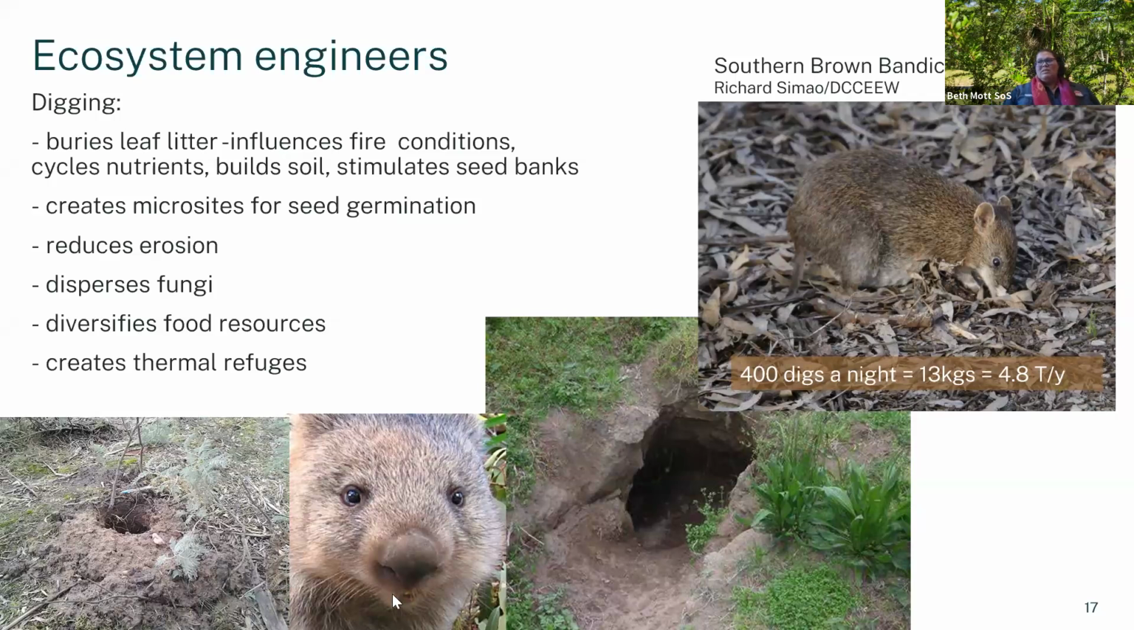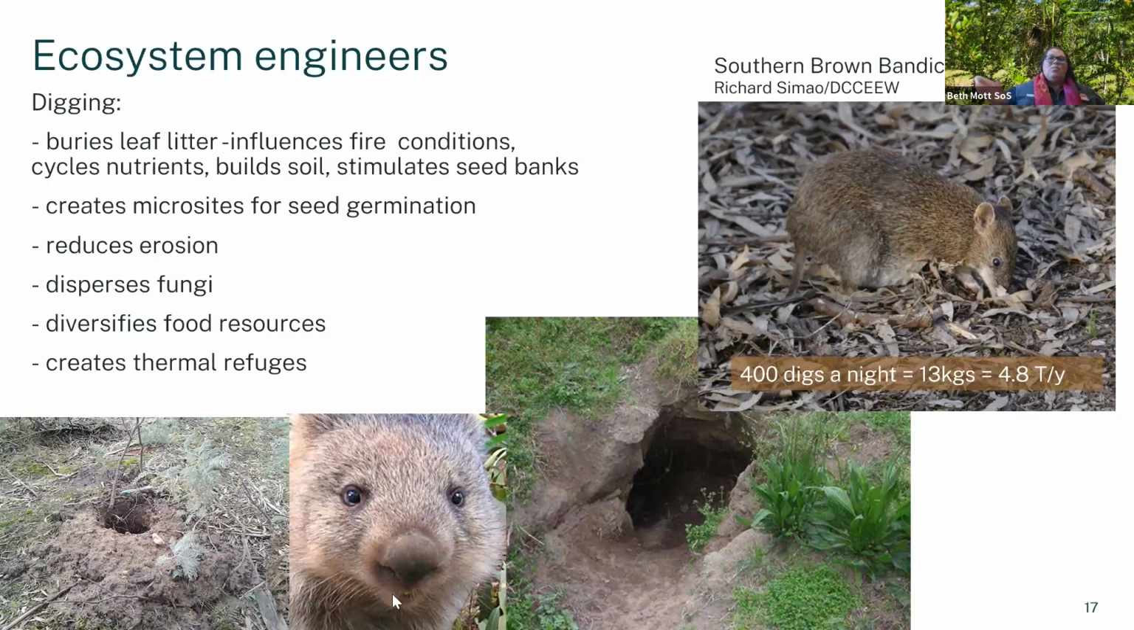If you're a bandicoot, you might be digging up to 400 poke holes in an evening. That turns over about 13 kilos of soil, and about 4.8 tons of soil over the course of a year. And that digging is fantastic because it can actually change fire conditions by burying litter under the ground, which increases nutrients in the soil, which is fantastic to build your soil up. Digging also stimulates seed banks because you get these little holes in the ground that particularly catch water and sometimes catch a bit of the leaf litter as well, and that allows microsites for germination to happen.